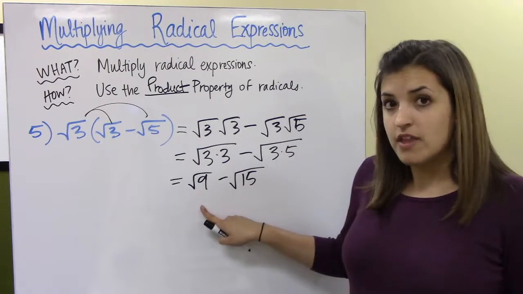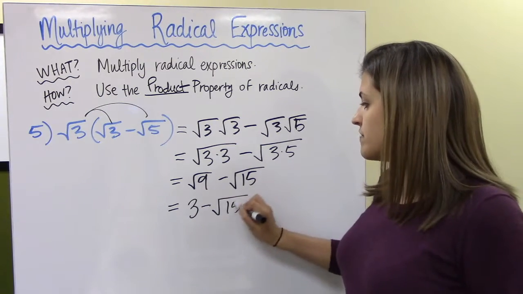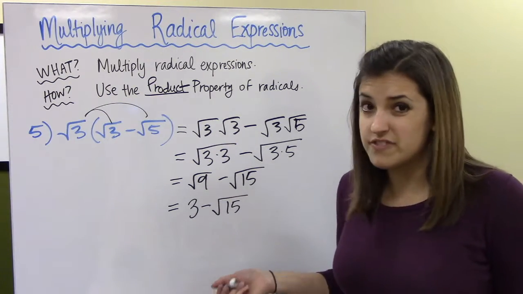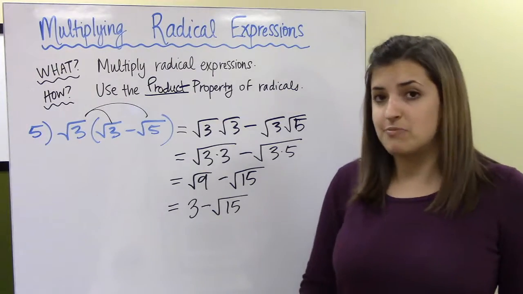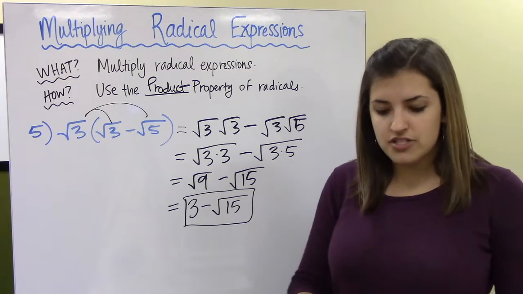Square root of 9 is just going to be 3, so that's going to be 3 minus the square root of 15. And I can't do anything with the square root of 15. 15 can't be factored into any perfect squares. So I'm done here as well. All right, let's look at something a little bit different.